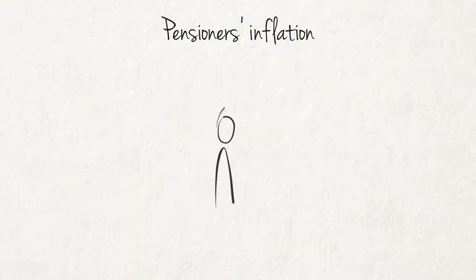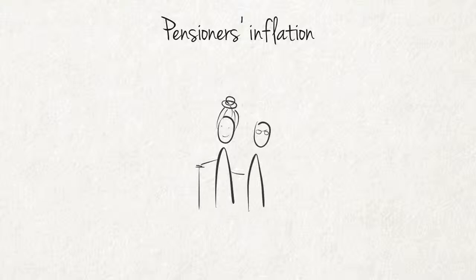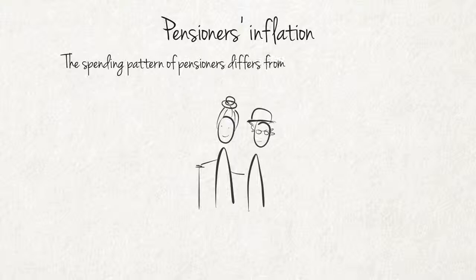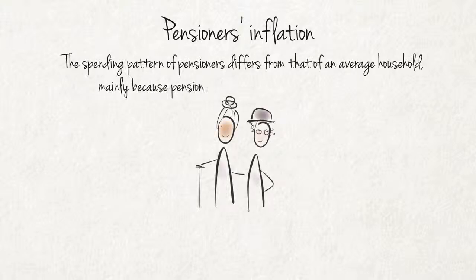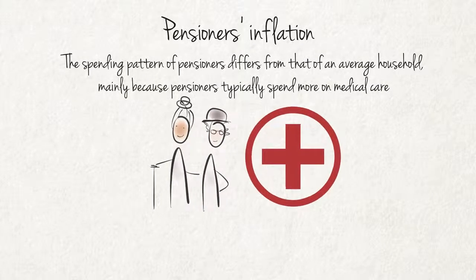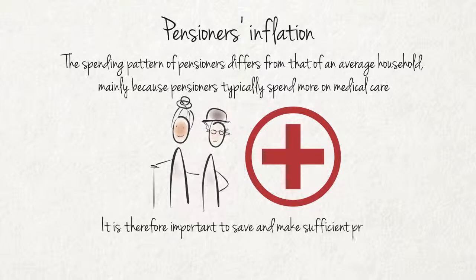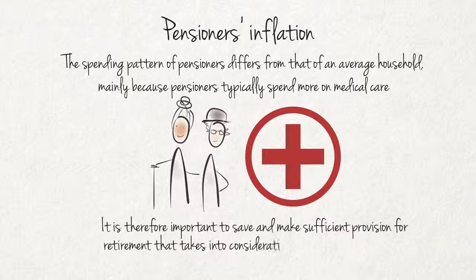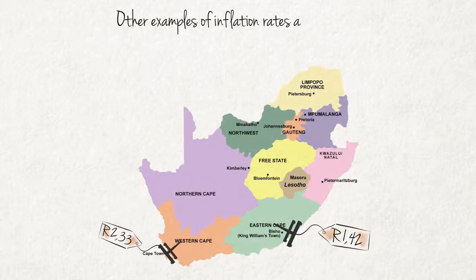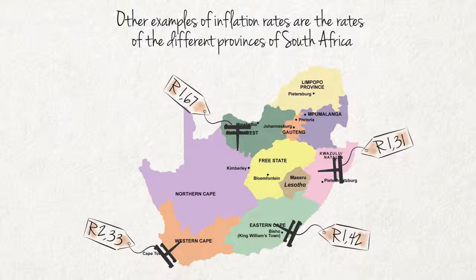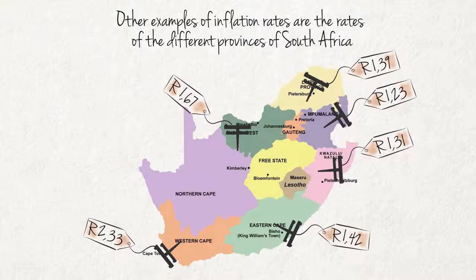Pensioners' inflation. An example of another rate of inflation that is calculated is the pensioners' inflation rate. The spending pattern of pensioners differs from that of an average household mainly because pensioners typically spend more on medical care. It is also necessary to remember that pensioners continue to face inflation. It is therefore important to save and make sufficient provision for retirement that takes into consideration the influence of inflation. Other examples of inflation rates are the rates of the different provinces of South Africa and CPI excluding various cost items such as energy costs or administered prices.